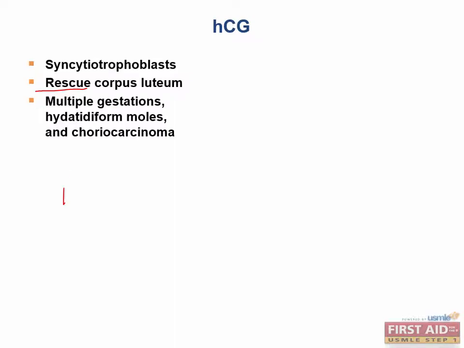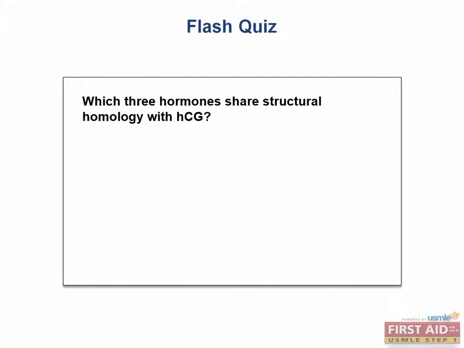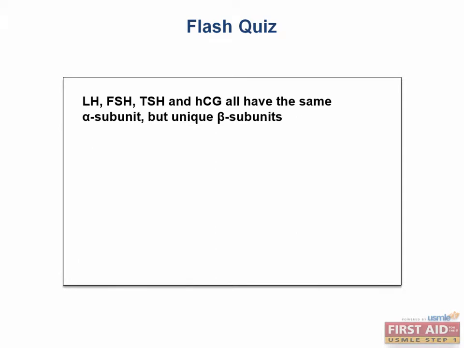This could be seen in conditions such as multiple gestations, which you can see here, as well as certain pathological states, including molar pregnancies, but we'll talk more about that in the pathology section. So another flash quiz for you. Which three hormones share structural homology with HCG? LH, FSH, and TSH have the same alpha subunit as HCG, but unique beta subunits. That's what makes them actually different.